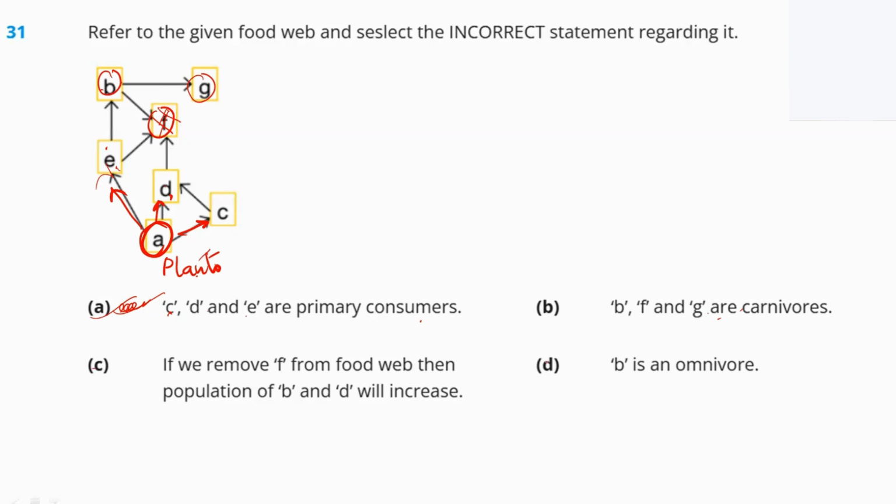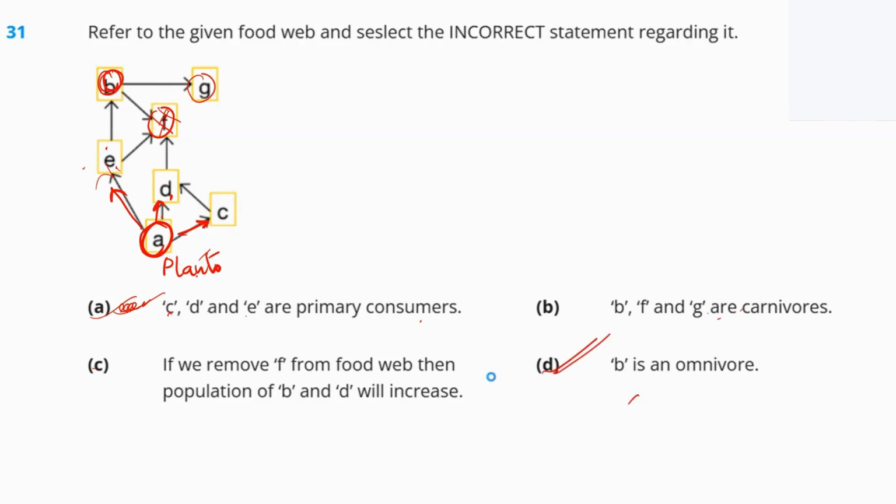Last is B is an omnivore. So if you look at B, is it eating plants? Is B eating plants directly? No, definitely not. So B is only a carnivore, not an omnivore. So option number D is our right answer.